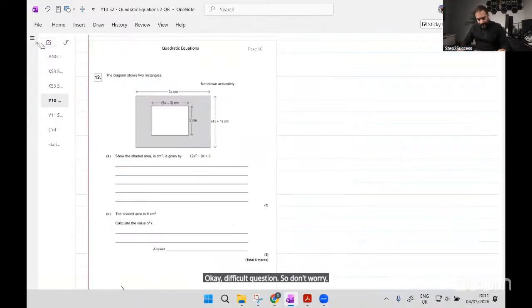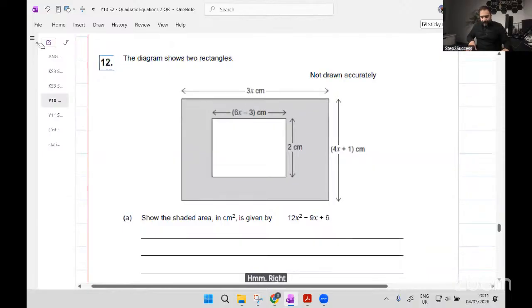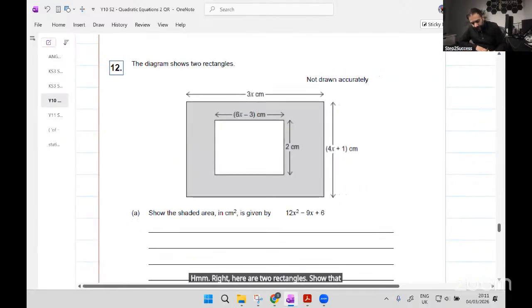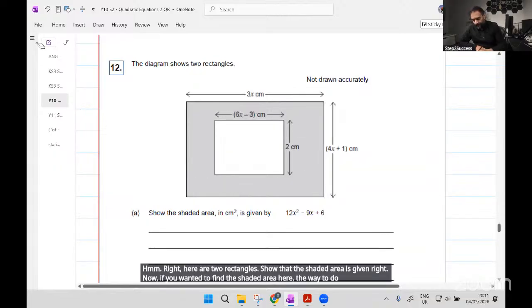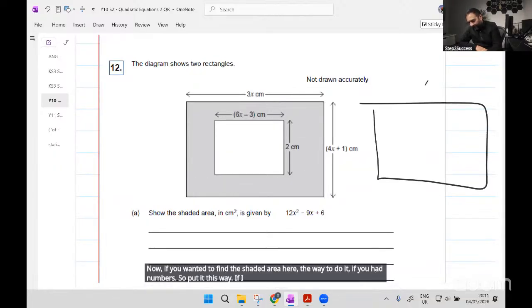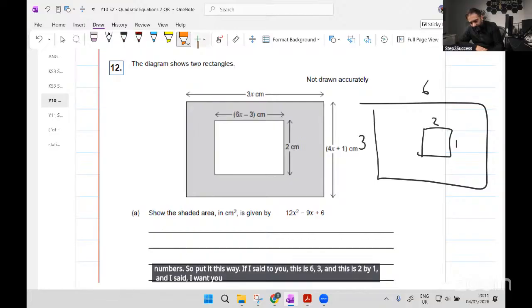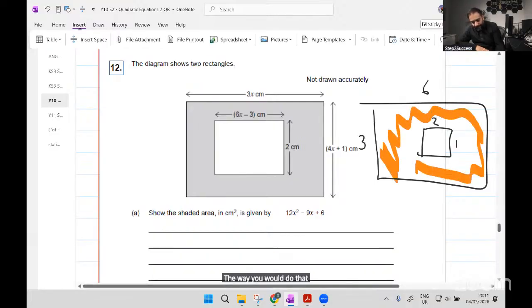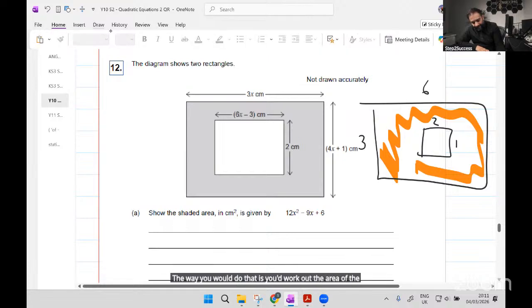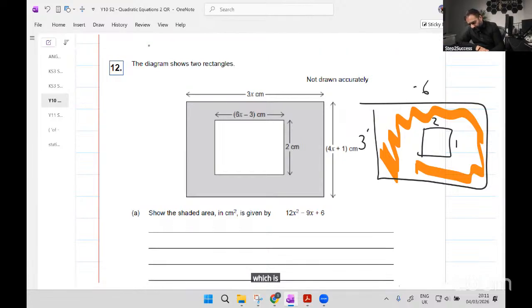Right, here are two rectangles. Show that the shaded area is given. If you wanted to find the shaded area here, the way to do it, if you had numbers: if I said to you, this is 6 by 3, and this is 2 by 1, and I want you to work out the shaded area, you'd work out the area of the big rectangle, which is 6 times 3, and then take away the smaller rectangle, which is 2 times 1. That's how you would do that.